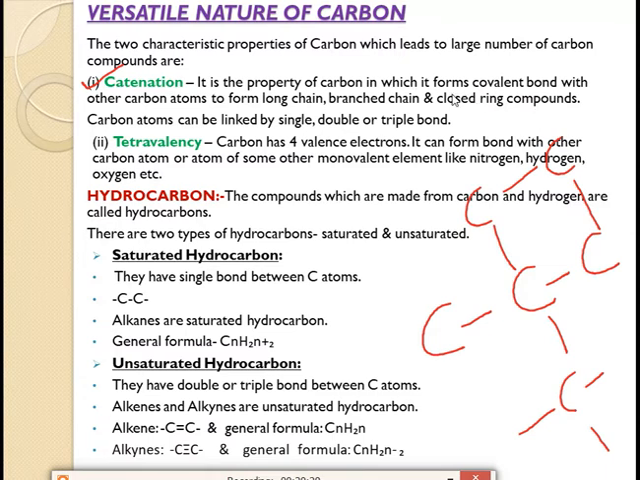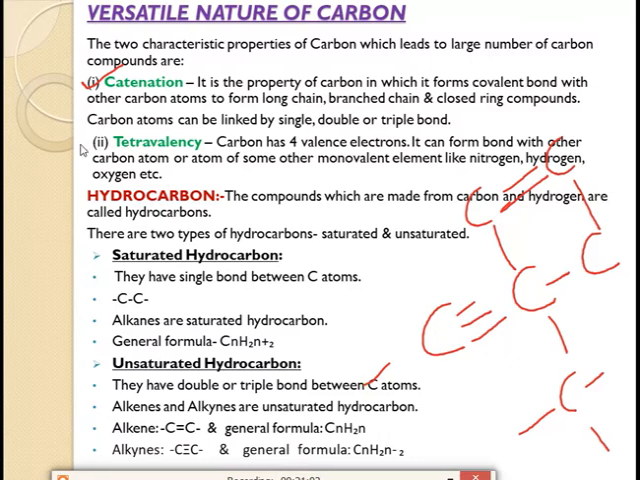It can also come in your exam: what is catenation, or write a definition of catenation. So you should know the definition. Catenation is a property of carbon by which it forms covalent bonds with other carbon atoms to form a long chain, branch structure or a ring-like structure. Carbon atoms can be linked by single, double or triple bond. One carbon atom can be linked with another by a double bond, a triple bond, or a single bond.